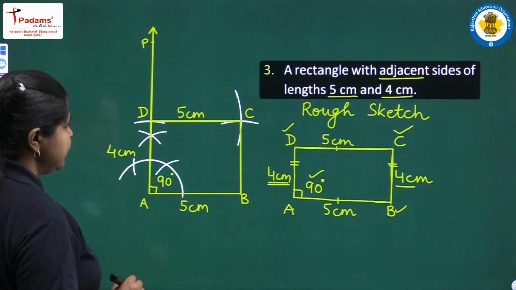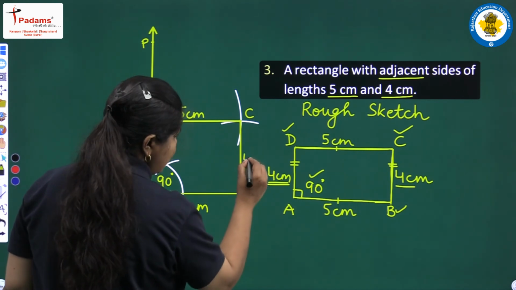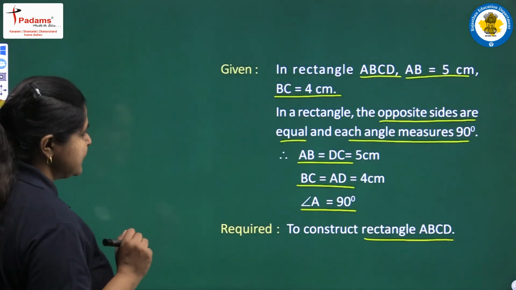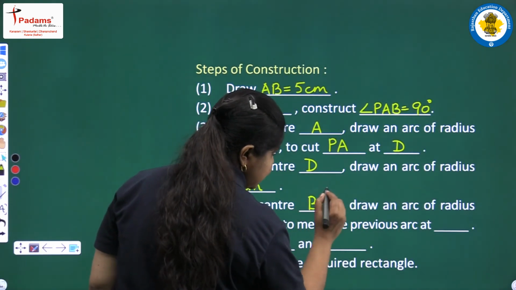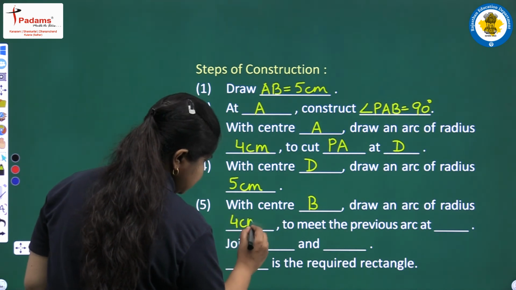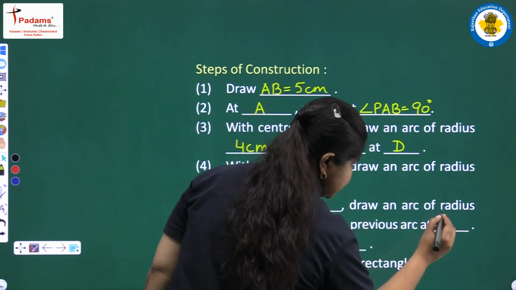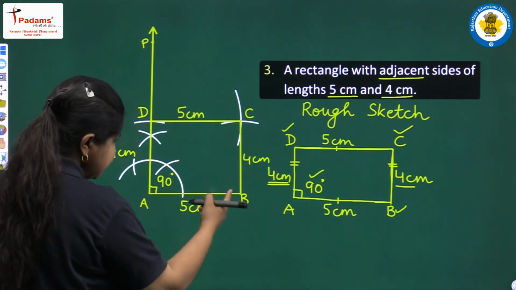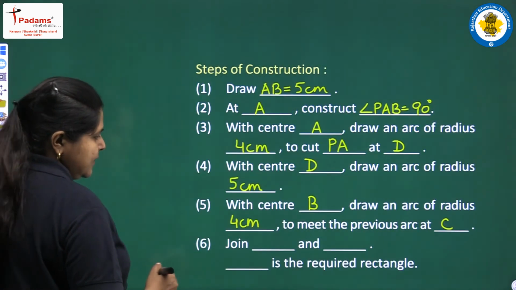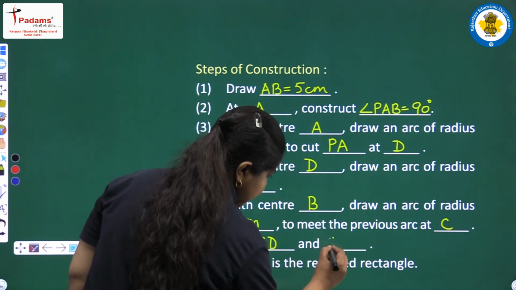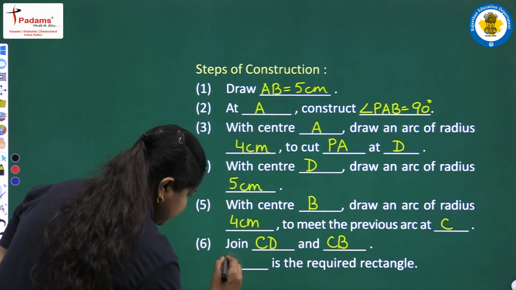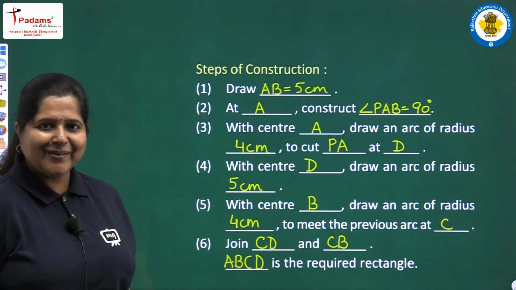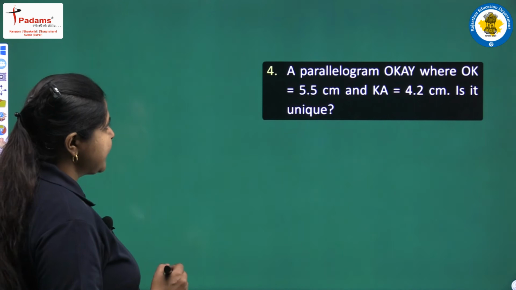Then what next we did? With center B and radius 4 centimeter, draw an arc to meet the previous arc at point C. So we write it here. With center B, draw an arc of radius 4 centimeter to meet the previous arc at point C. And then what we did? Join CD and CB. So we write it here. Join CD and CB, and with this we can say ABCD is the required rectangle. Okay, with this we move on to the next question.